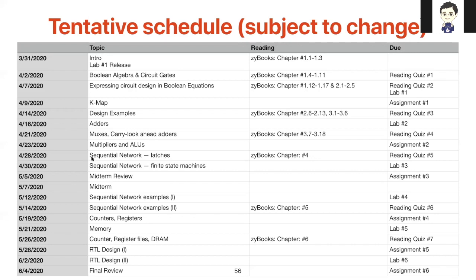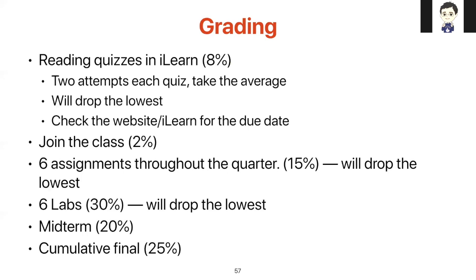So this is the schedule we have for now, and this is the grading. We have reading quizzes on iLearn, 2 attempts each quiz, so take advantage. We'll drop the lowest, and check the iLearn website for the due date. If you participate in class, we will give you 2% of credit. We have 6 assignments throughout the quarter, and we'll drop the lowest. We will have a midterm and a cumulative final. So that's the grading policy.